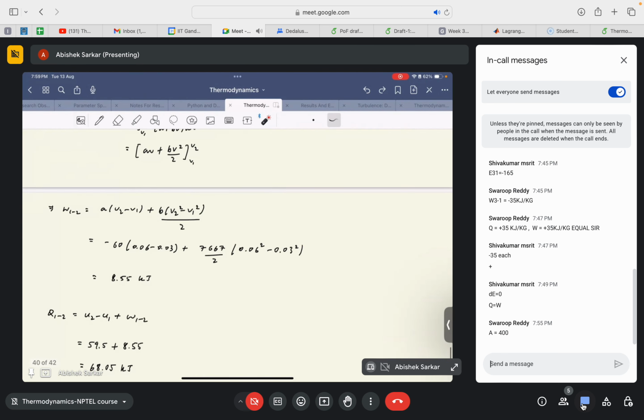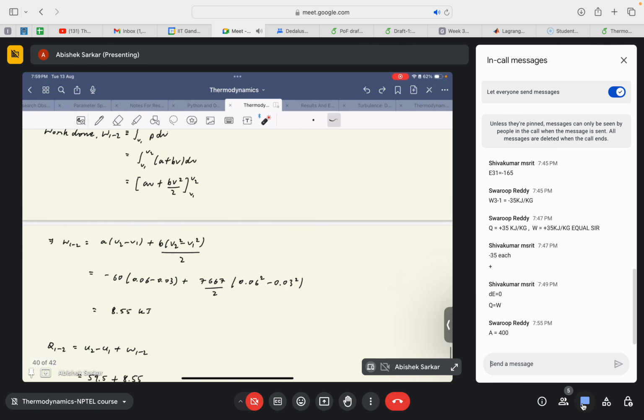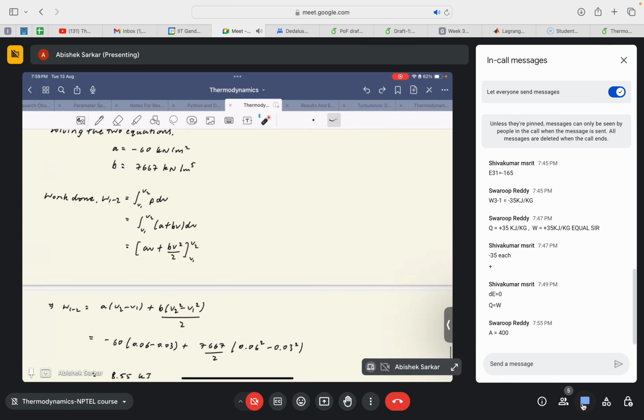Okay. So since now we have both the internal energy change and the work interaction, we get that Q1 is 59.5 plus 8.55, which is equal to 68.05 kilojoules. Sorry for rushing the solution, but I hope it was clear. It's just a matter of finding the value of the constants A and B. Is it fine? Okay.